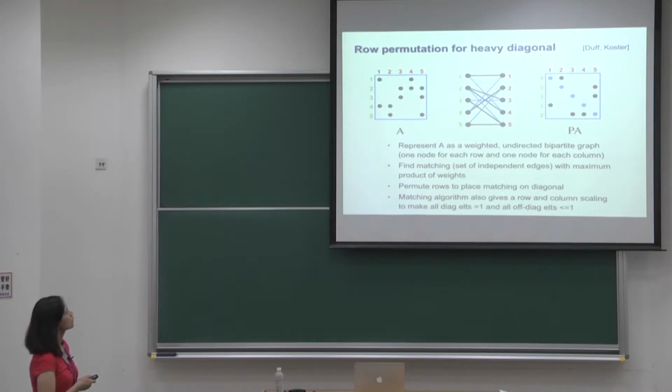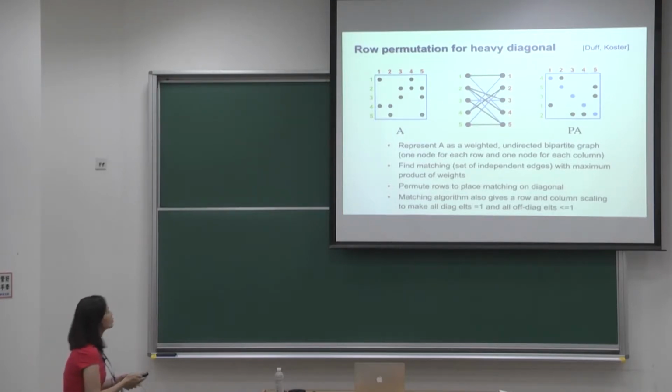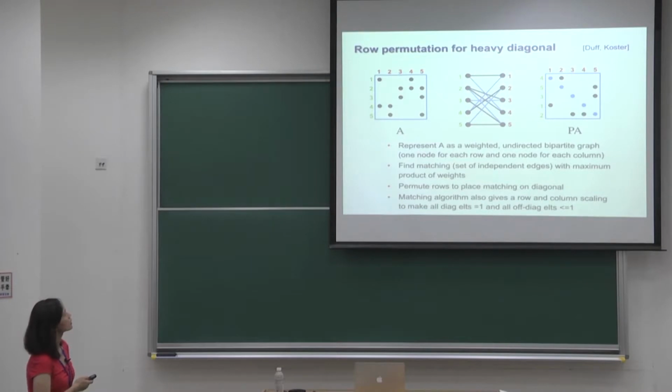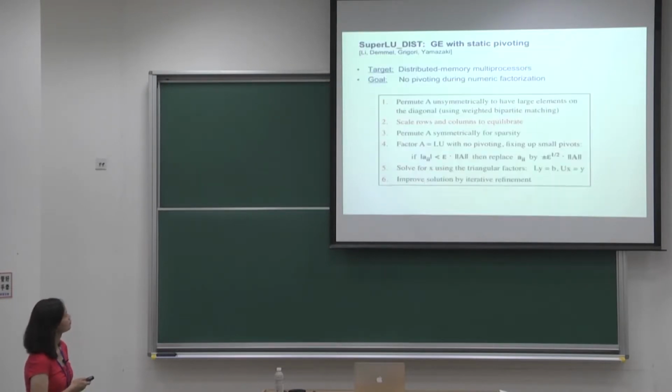Then you permute rows to place the matching on the diagonal. So once you do the permutation, the picture of the bipartite graph will be that each of these horizontal diagonal edges corresponds to one of these light blue edges. That's your diagonal. And this algorithm can also give you equilibration row and column scaling so that the elements below the diagonal are bounded by 1. So after this pre-processing, you get a good pivot sequence. Then the second step is to scale rows and columns to equilibrate.